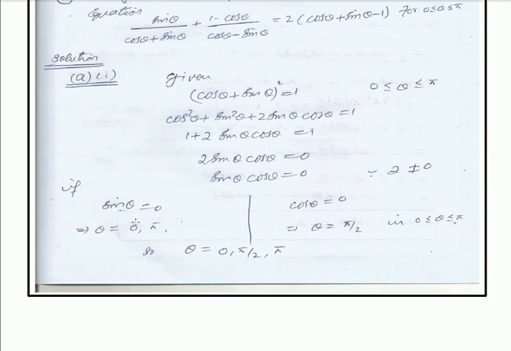In the solution section, the given equation is (cos theta + sin theta) whole squared equal to 1, and the interval given is 0 less than or equal to theta less than or equal to pi. By expanding the square and simplifying, we get 2 sin theta cos theta equal to 0, so sin theta cos theta equal to 0. So when sin theta equal to 0, we get theta equal to 0 and pi, because sin theta is 0 when theta is equal to 0 and pi. On the other hand, when cos theta equal to 0, theta equal to pi by 2 in the interval. So the solution of the equation is theta equal to 0, pi by 2 and pi.